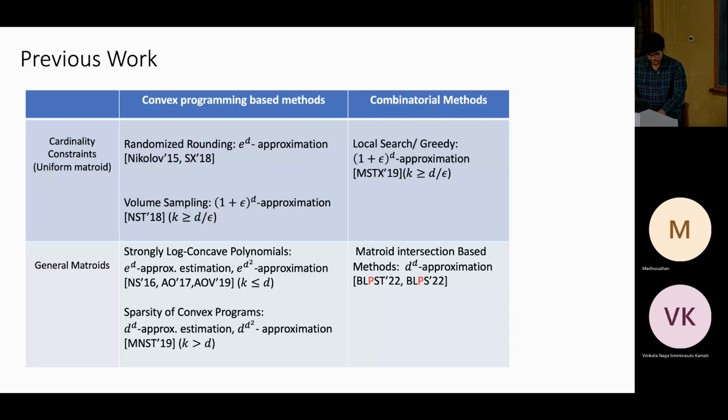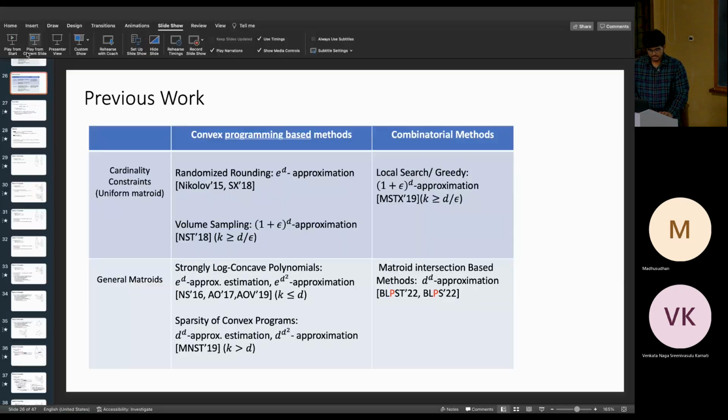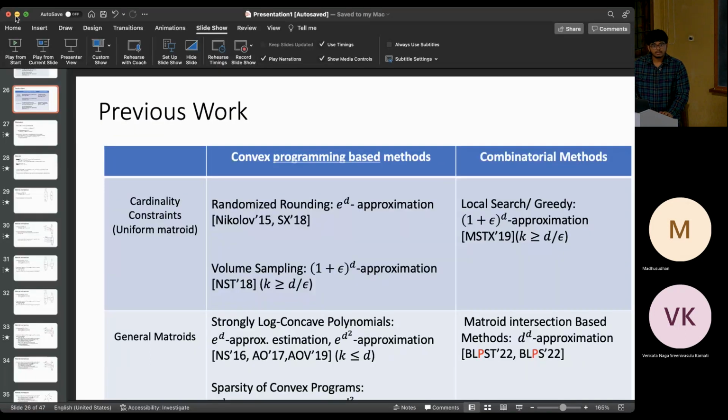Yeah, so any more questions? Yours is the only algorithm which is deterministic. d to the d and deterministic. Yeah, d to the d approximation. So we use approximation to mean deterministic.